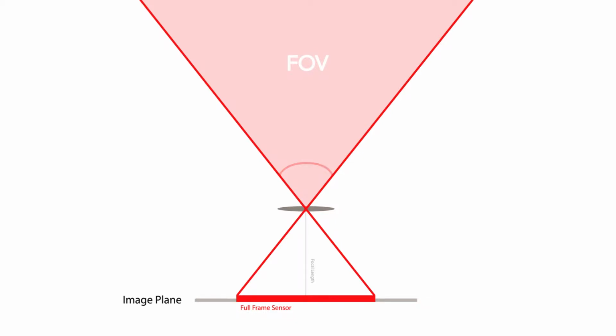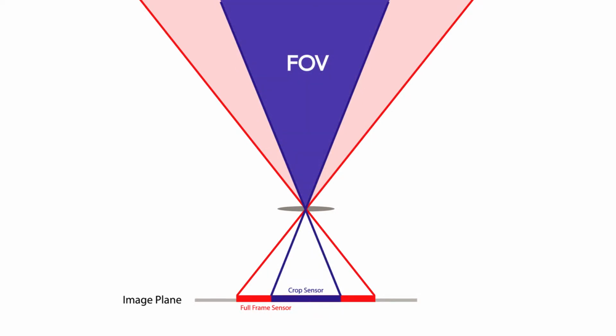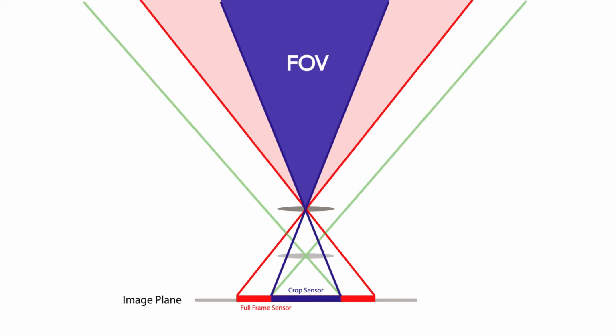But now let's have a look at what happens if we use a smaller sensor or crop sensor. As you can see, the field of view is much narrower now. Note that we didn't change the lens or its focal length, yet our field of view has changed. To get the same field of view as with the full frame sensor before, we have to change the focal length.